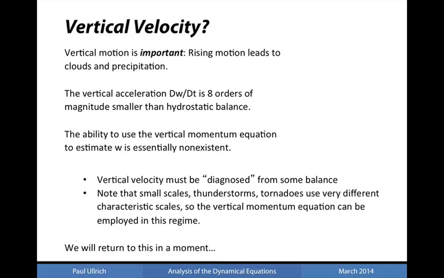So the vertical velocity must be diagnosed from some balance. That is, we'll need to find another route in order to actually estimate the vertical velocity.